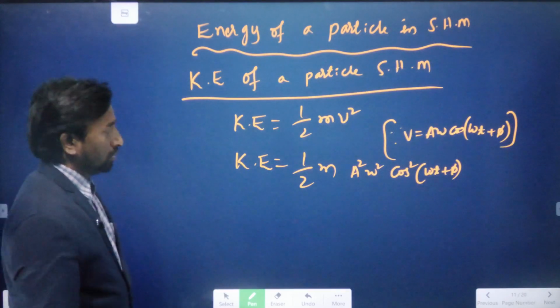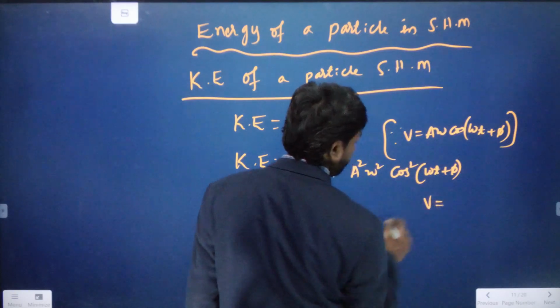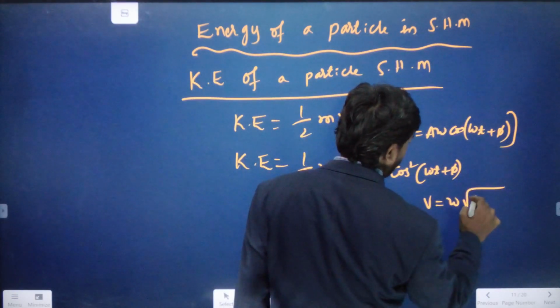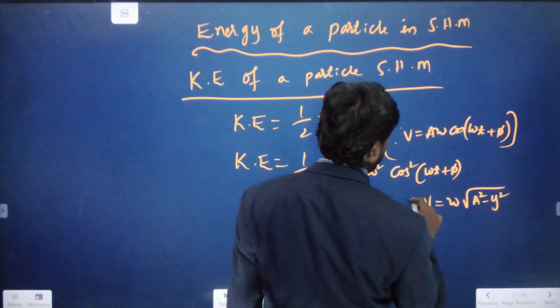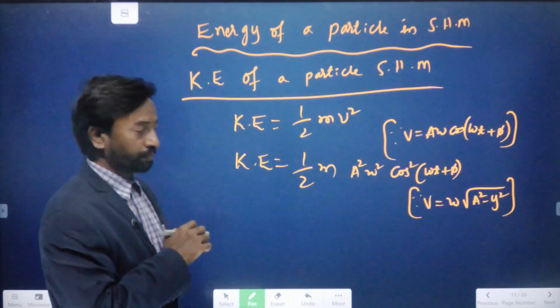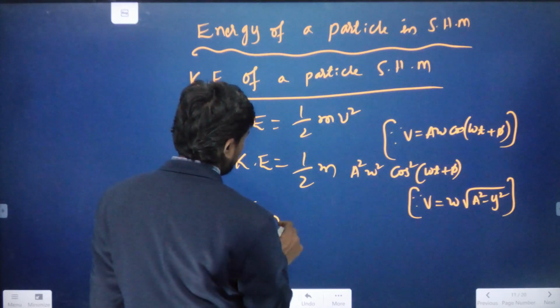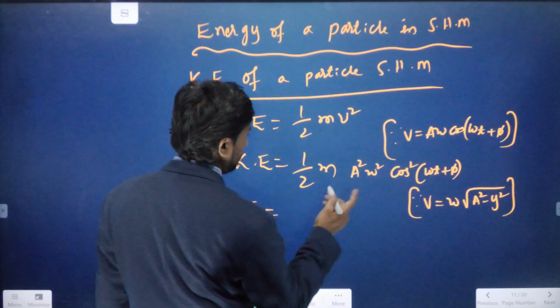Okay, so we got the maximum v. What did we get there? v is equal to omega into the square root of a square minus y square. If you write this, that is the maximum kinetic energy. So now here we can get K maximum, the expression of the kinetic energy, or we can write the kinetic energy of the particle.